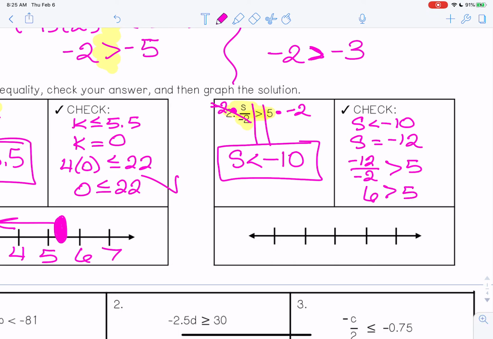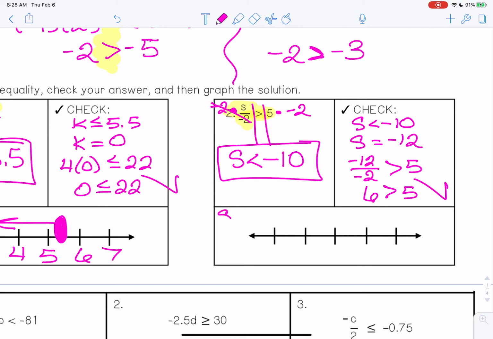And 6 is definitely larger than 5. So we did it correctly. Also, keep in mind, if we hadn't flipped the sign, it would say 6 is less than 5. And that would be a huge red flag that something's wrong, and in this case, we didn't flip the sign. Okay, so that's another way to tell if you forget to flip the sign, by checking your answer.